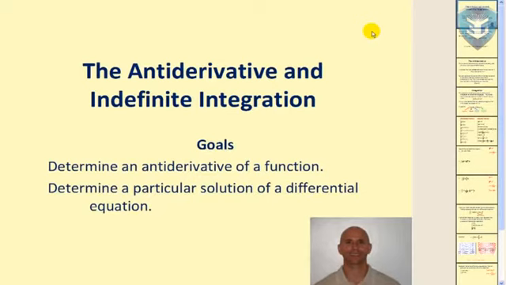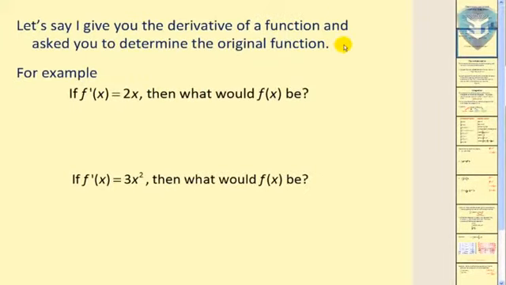Welcome back. Today we'll be talking about the antiderivative and indefinite integration. Let's say I give you the derivative of a function and ask you to determine the original function. If f prime of x is equal to 2x, then what would f of x be? Meaning, what would the original function have been if the derivative is equal to 2x? If you know your derivative formulas well, you might tell me that f of x is equal to x squared. And how could we check that? We could find the derivative and verify using the power rule that the derivative would be 2x.